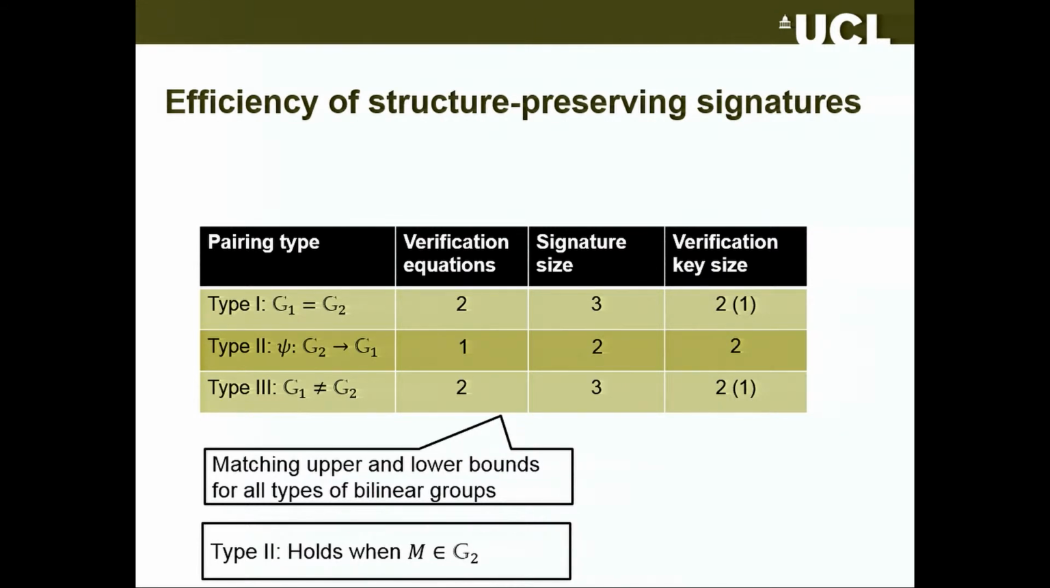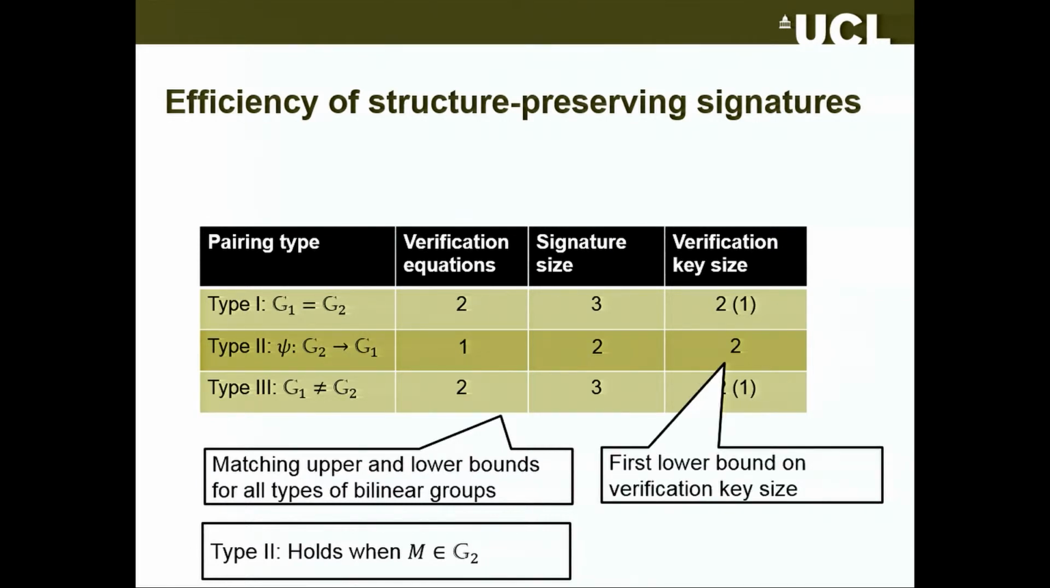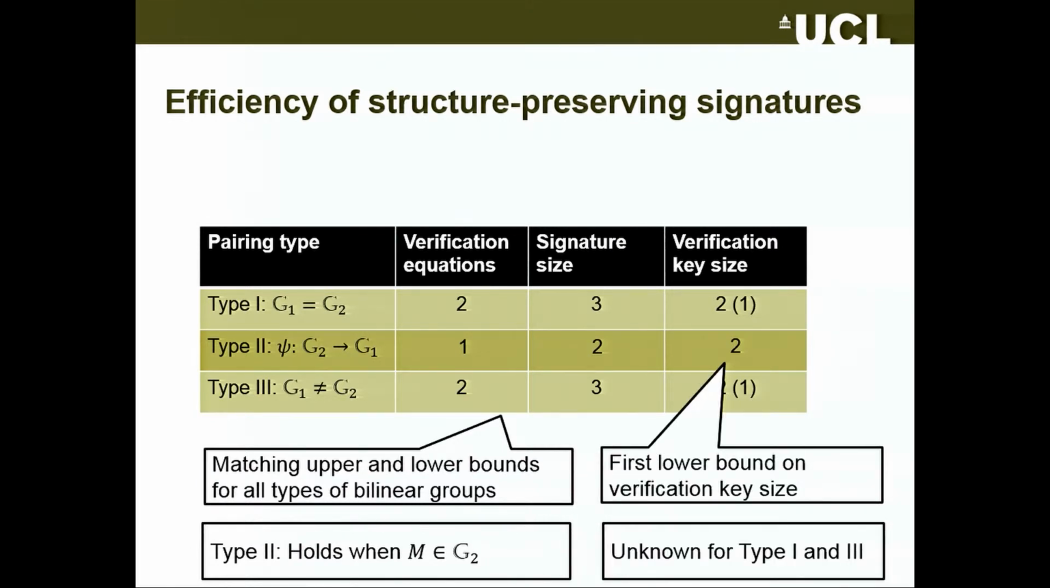So what's special here is that what we show in the type 2 setting, you do need 2 additional group elements, and we can actually prove this lower bound. So this is the first time we prove a lower bound for the size of the verification key. And we don't know quite what applies in the type 1 and type 3 settings here.